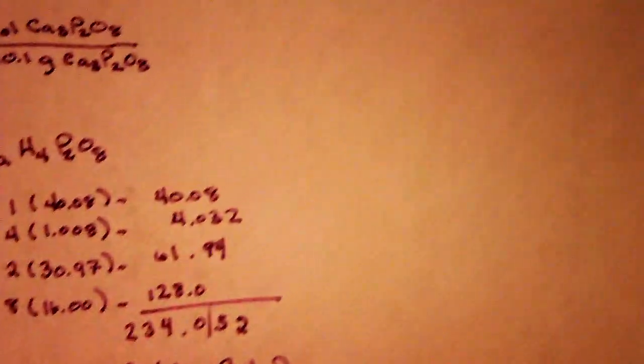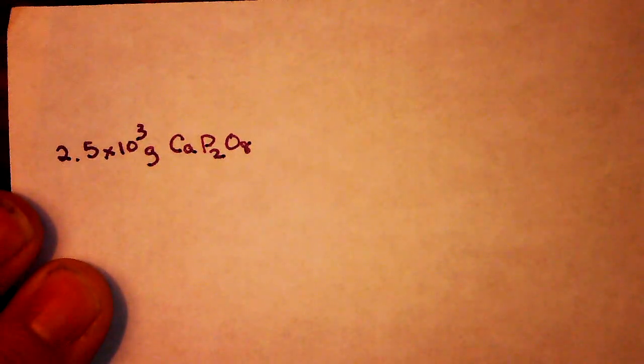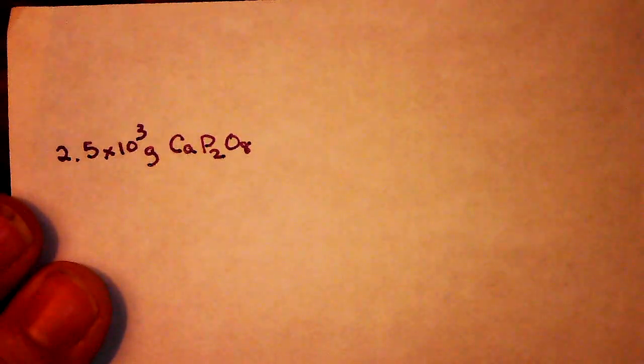So we're going to use those now to get into our conversion factors. All right, so what we started with was 2.5 times 10 to the third grams of Ca3P2O8. Remembering our roadmap, we said that we're going to go from grams of Ca3P2O8 to moles of Ca3P2O8, then continue on into the fertilizer that they're asking for.